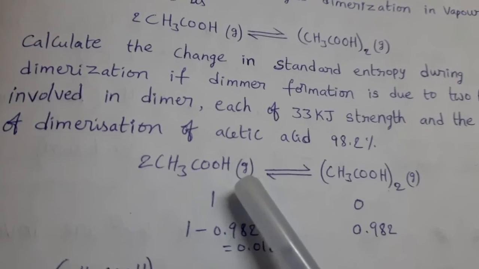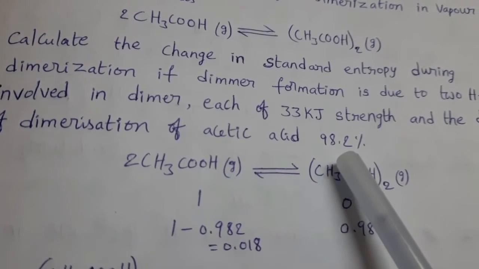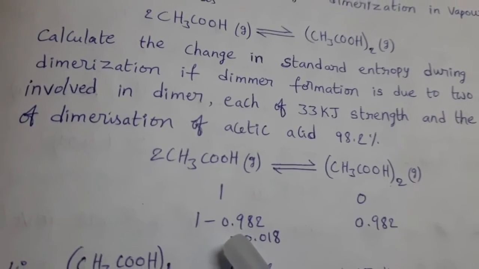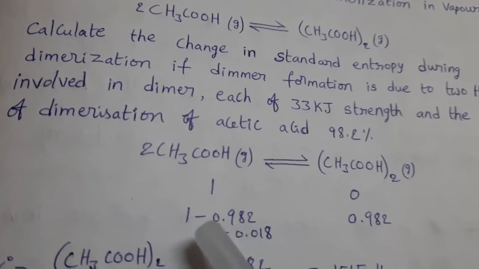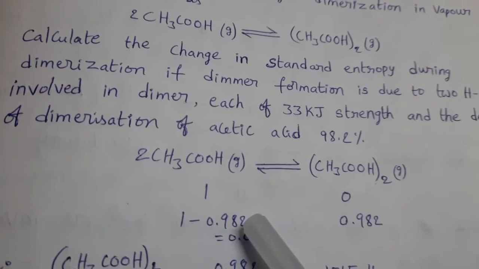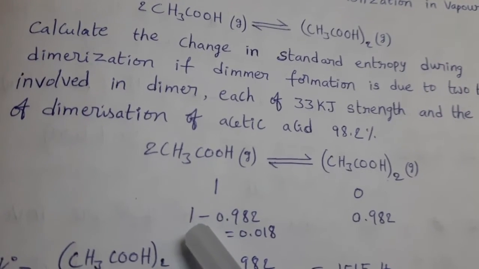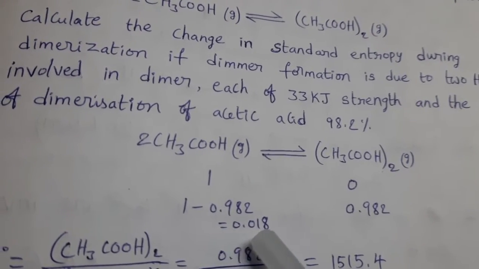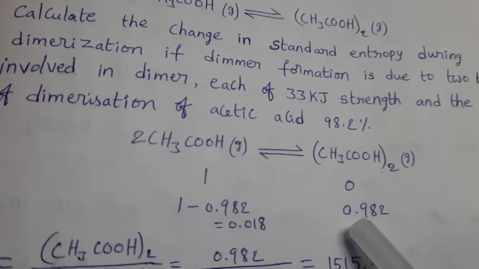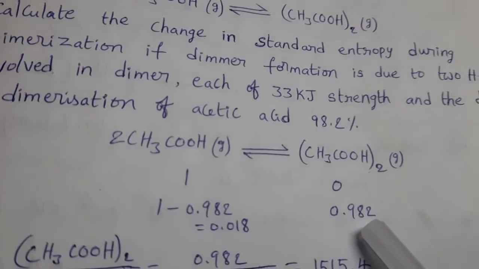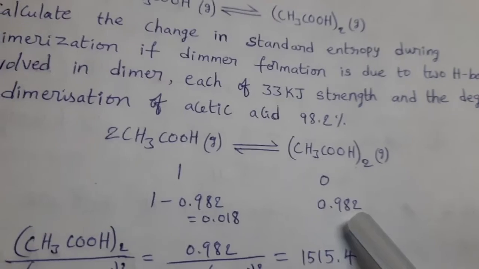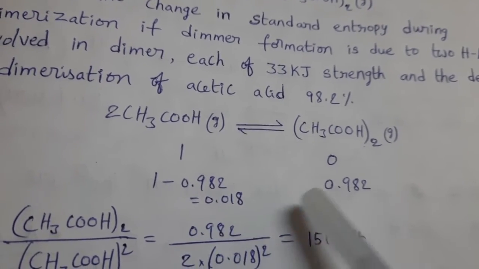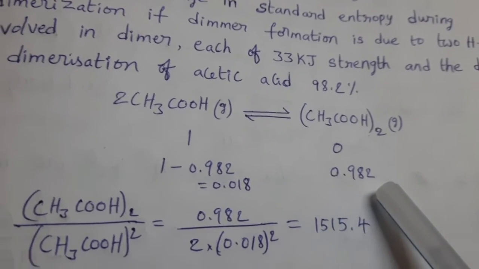After some time from this, 98.2% undergo dimerization, means in terms of decimals its value is 0.982. So this much moles is decreased from this, so 1 minus 0.982, that equal to 0.018, and same amount of moles is formed as dimer. So at equilibrium number of moles of reactant 0.018 and product 0.982.